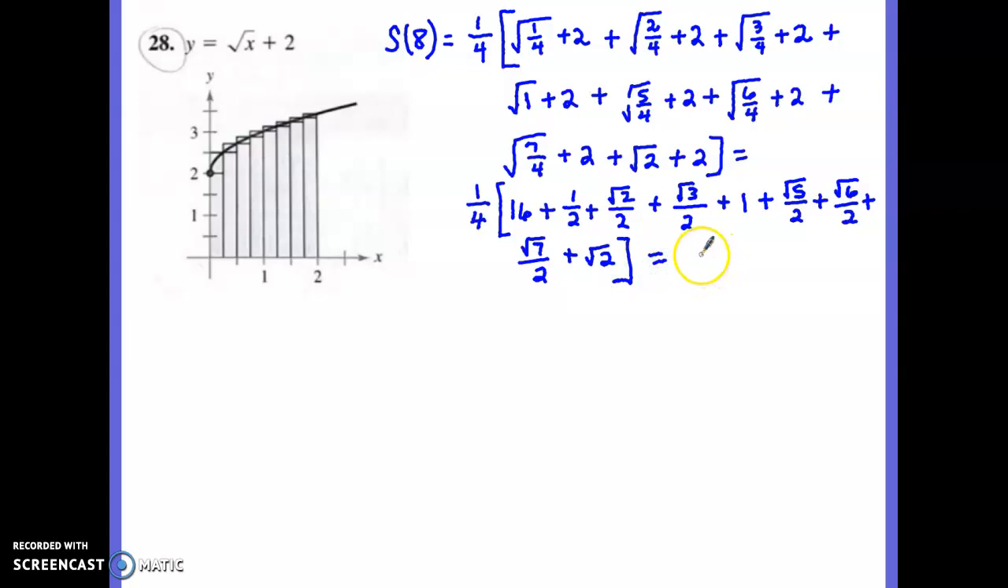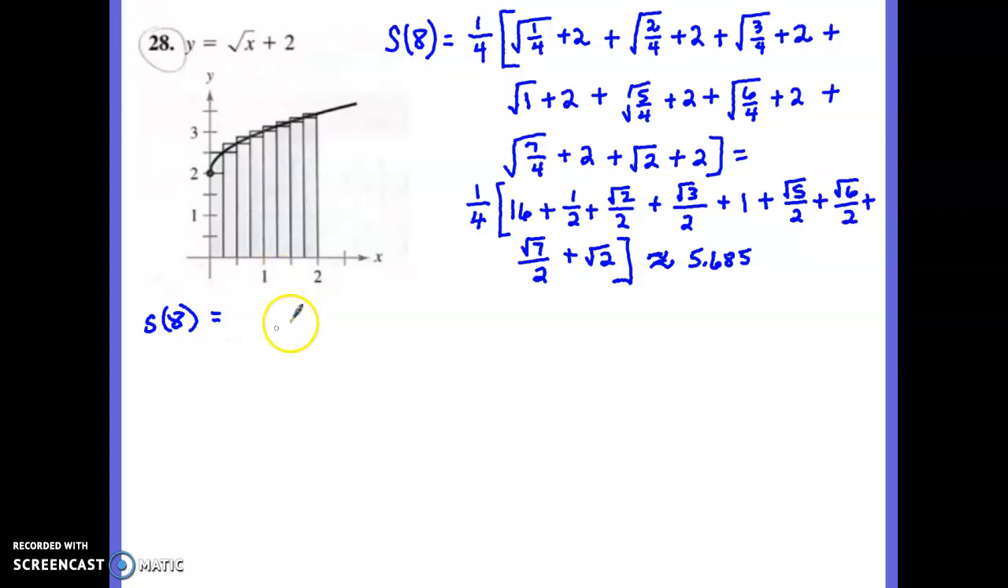Okay, if you stick all of that in your calculator and make sure you multiply it by 1/4, you're going to get approximately this, 5.685. All right, now I'm going to do the lower sum now. I'm going to have to go a little faster because I'm running out of time here.